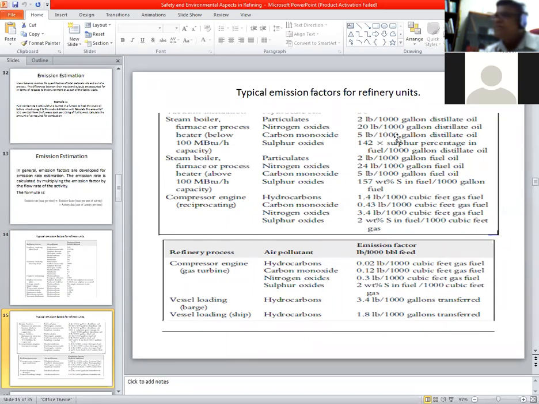Okay. For example, steam boiler below 100 MBTU, million British thermal unit per hour, sulfur oxide. The emission factor is 142 times sulfur weight percentage over 100 gallon.